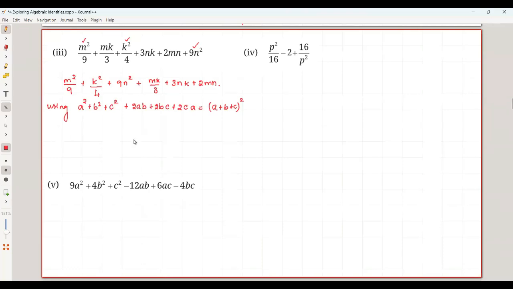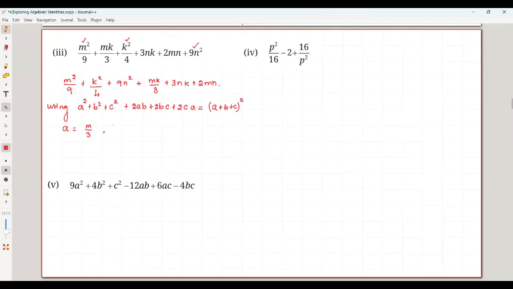So directly also we can just write. I can find out a value. Right, a is going to be (m by 3) the whole square. So we'll be getting a square is this. So I'm just writing directly here. a is going to be m by 3. Right, a square is m square by 9, so a will be m by 3.